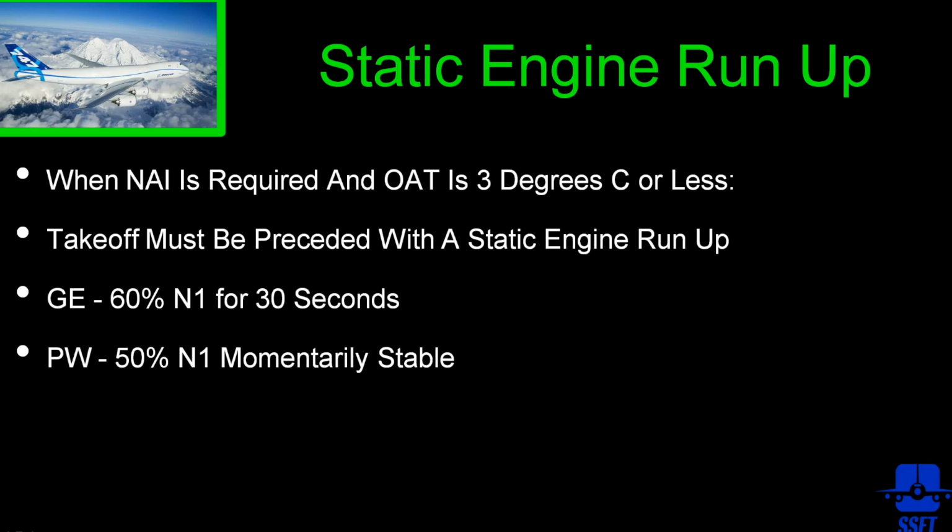And generally, they don't have a problem with that. The GE engines would be 60% N1 for 30 seconds. And then after 30 seconds, if you're clear for takeoff, you could increase the power to 70% N1, stabilize, and then push TOGA and go. The Pratt, it would be 50% N1, and that would have no time requirement, just momentarily stable, and then you continue for takeoff with the Pratts. So you see the GEs have a little more criticality to them in terms of time. The Pratt's not quite as much.